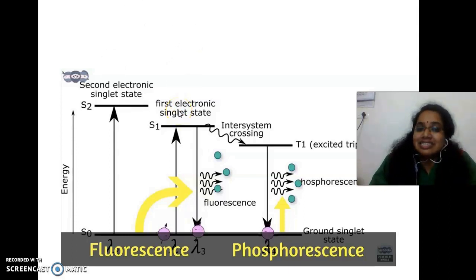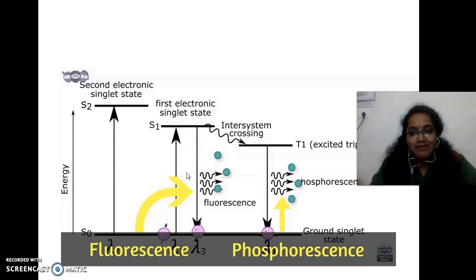From the first singlet state, this molecule can reach the ground level in two ways. First, it can lose the high amount of energy seen in the excited molecule in the form of heat energy. That is, by giving off some energy as heat, they can reach the ground level.